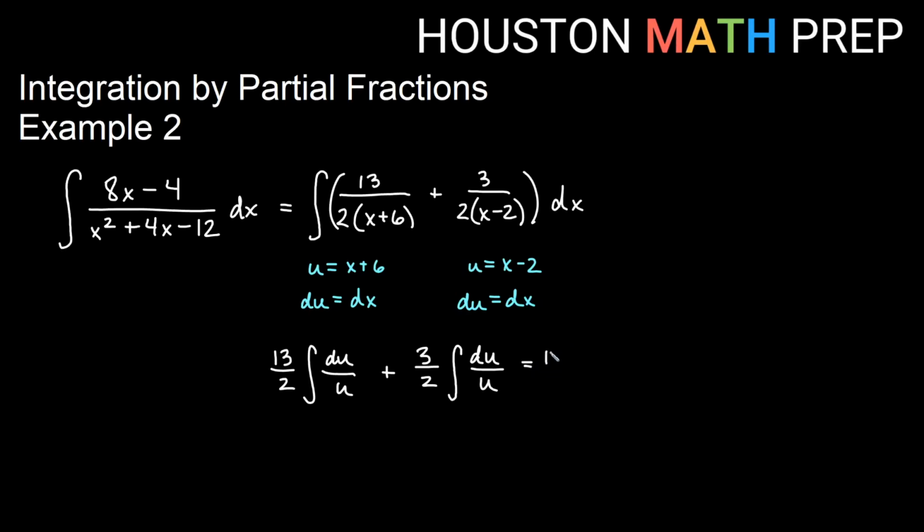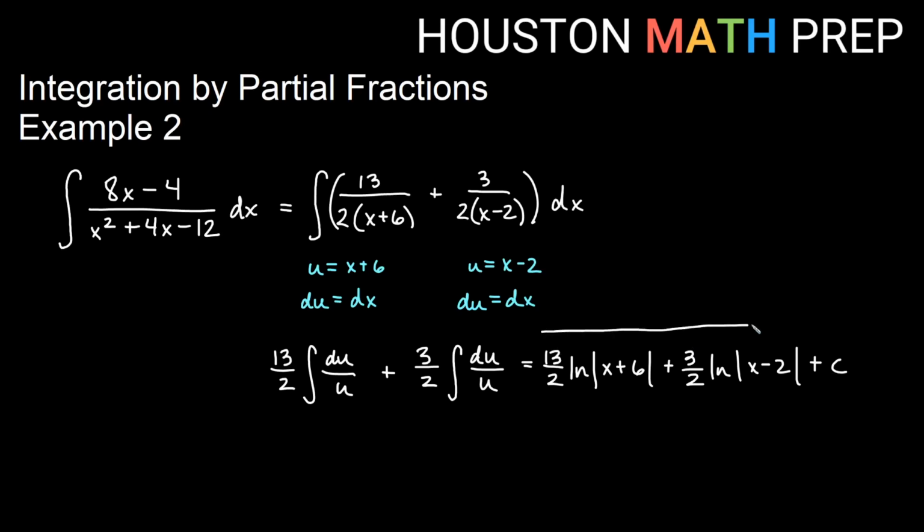The first one, we get 13 halves, ln of absolute value of u. I'll go ahead and put my u in for this one, so x plus 6. And then for the second one, plus 3 halves, ln of absolute value of u, which in this case was x minus 2. We'll put our constant of integration.